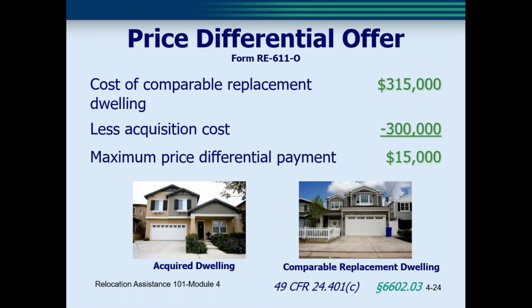So now you know how to search for comps. You know the test of comparability. You know how to document your selections on the RE611. So how do you compute the displacee's RHP offer?